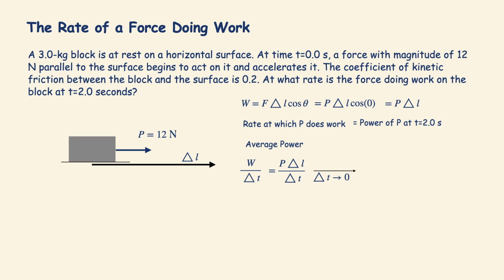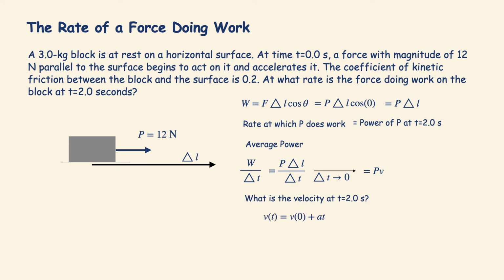I will here take a limit when delta t goes to 0, and I can see that the ratio between the displacement over the time for that very small time interval is really the definition of instantaneous velocity from kinematics. So I can see that the power here at time 2 seconds will be equal to the force P, here 12 newtons, multiplied by the velocity at 2 seconds. So the question now is, what is the velocity of the block at 2 seconds?